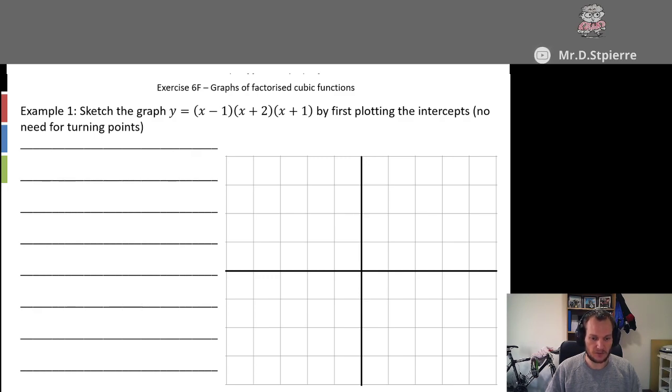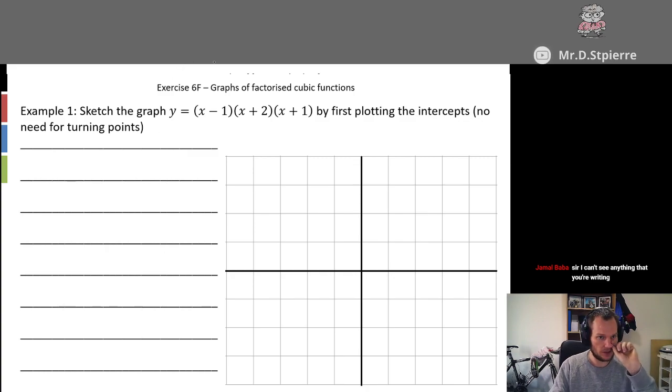Lastly, we have the 3-intercept, where when we factorize, we get x minus a, x minus b, x minus c. These are different a's, b's, and c's from the polynomial form. When we get 3 factors, that means we are going to have 3 intercepts, and they'll be at a, b, and c. So they are the 3 new types of cubics, the 4th type being the basic one, which we have translations. Okay, so let's have a go at graphing some of these.